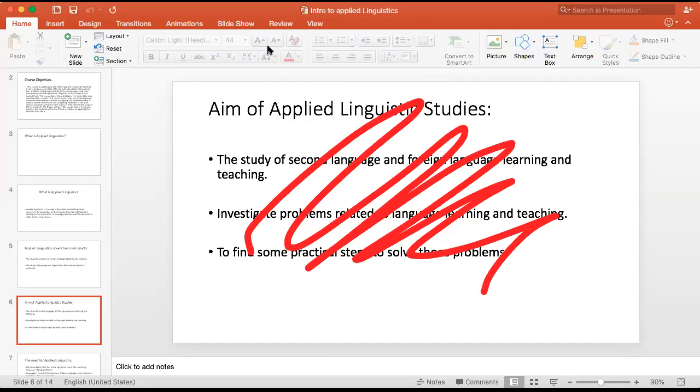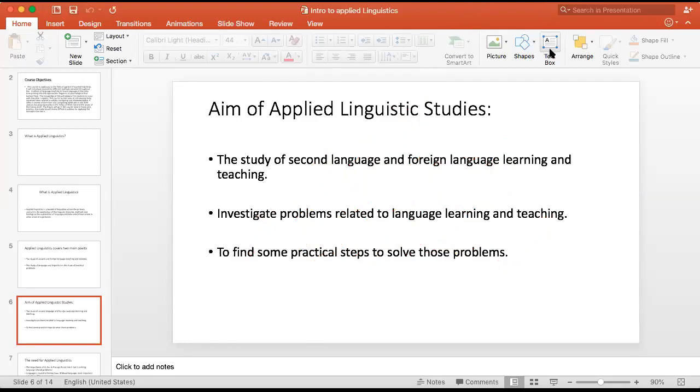Otherwise, globally speaking, English happens to be the lingua franca. By the way, what is lingua franca? Could someone put in the chat, what is lingua franca? Okay, people do not have an idea.